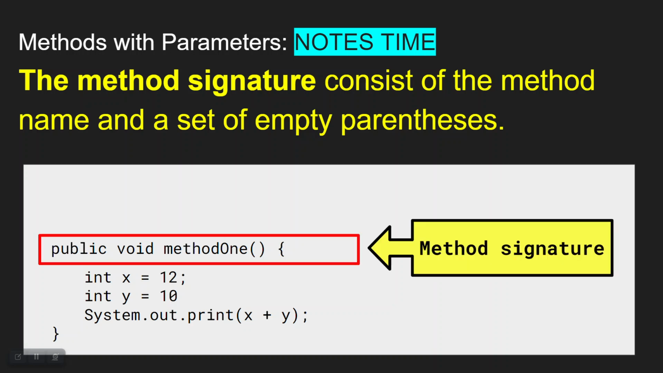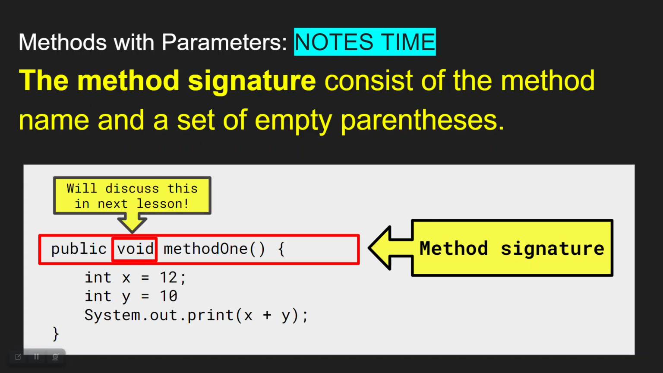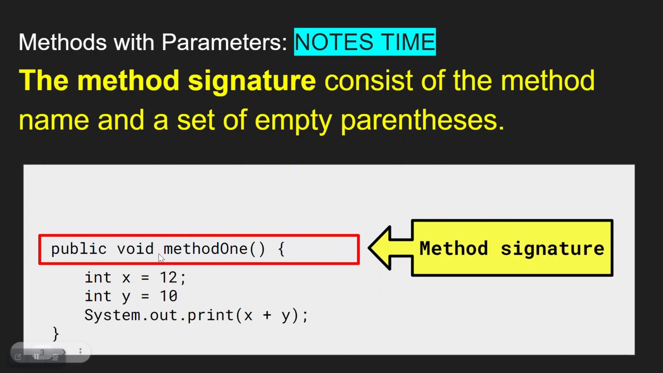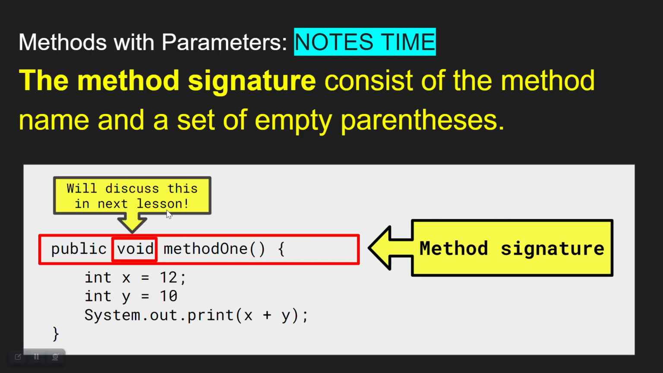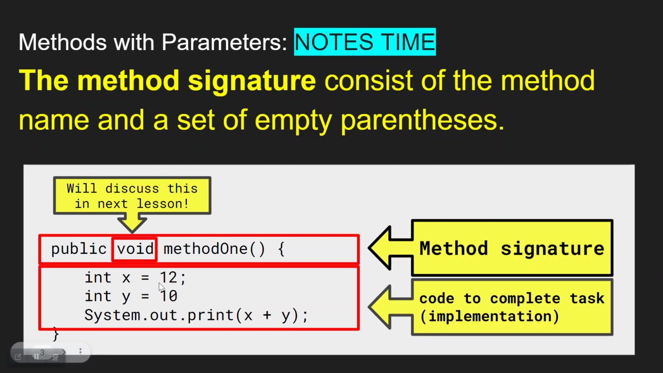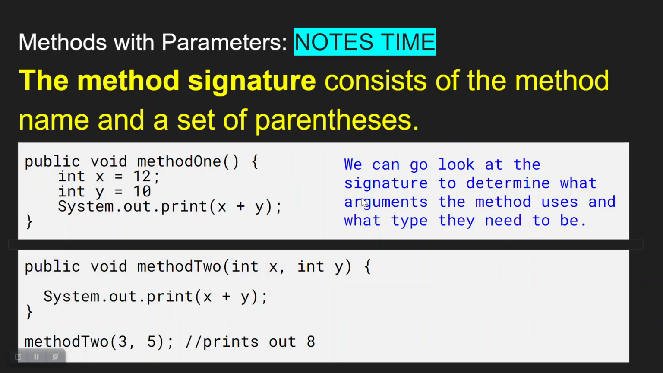if we're looking at methods that don't take any parameters. So for instance, public void method1, this is the method signature right here. Now this word void, we're going to discuss what that means in the next lesson. But basically all you need to know is that when you're looking at a method, this is the method signature. And then everything contained within those curly braces, those are the set of instructions. So that is the code needed to complete that task, or what we might call the implementation of that method.